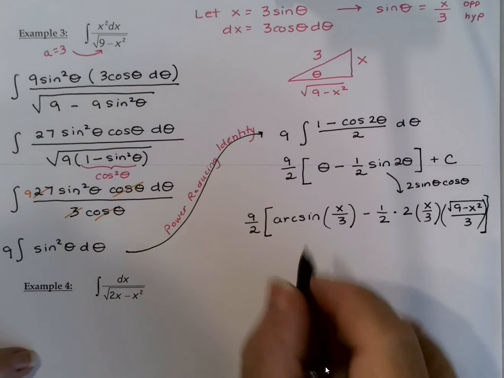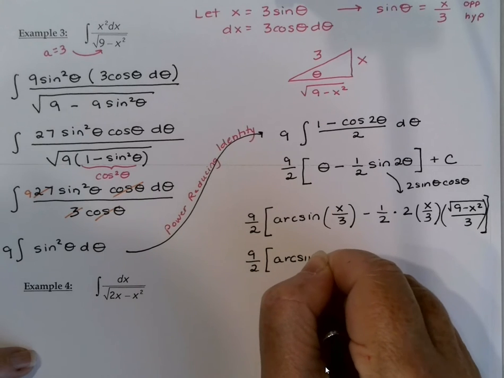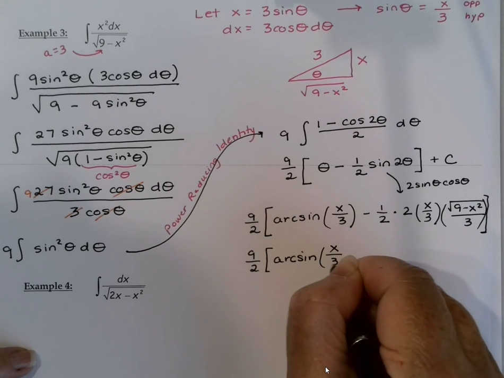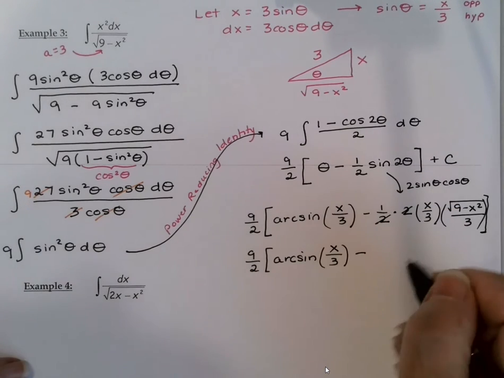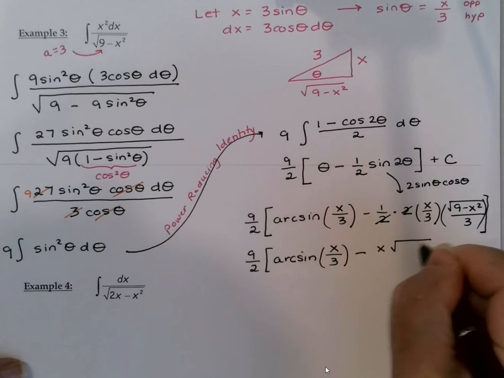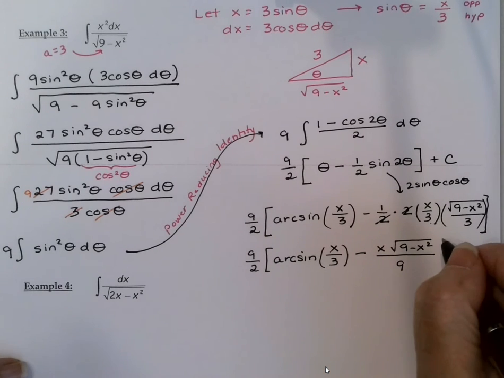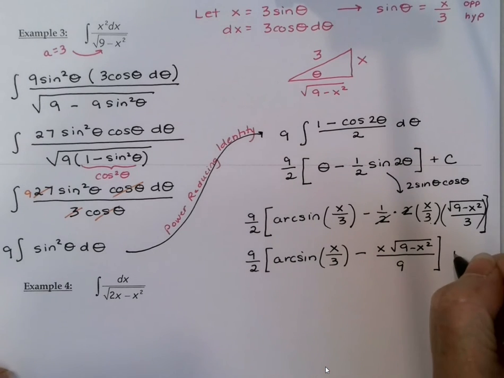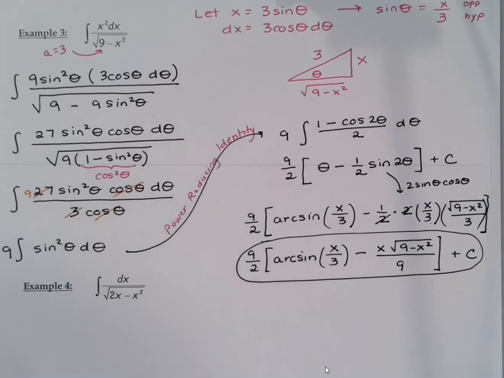All right, almost there. We've got 9 halves arc sine x over 3, minus, and I'm going to write that fraction as x square root 9 minus x squared, all over 9, plus my constant of integration. Okay, so again, a couple of different techniques in this one. Never surprised when old techniques crop up in the middle of new problems, right?